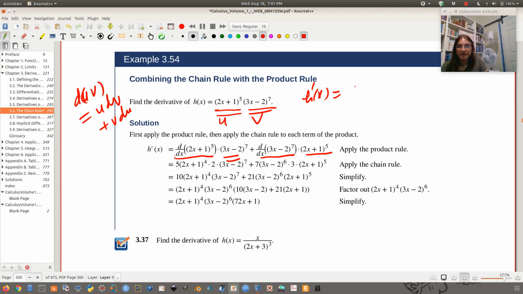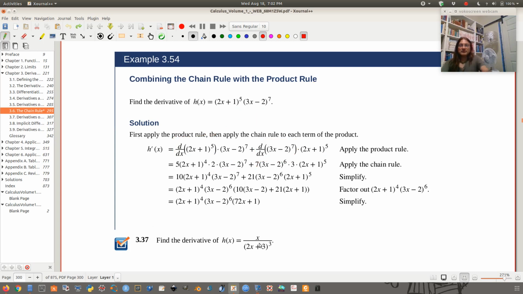Now to find the derivative of this, you independently apply the chain rule, and to find this, you apply the chain rule, and then multiply by this power. So the chain rule means 5 times (2x plus 1) to the power 4 times the derivative of 2x plus 1 with respect to x, which is 2. Similarly here, 7 times (3x minus 2) to the power 6 times the derivative of 3x minus 2 with respect to x, which is 3. Simplify, you get the result.